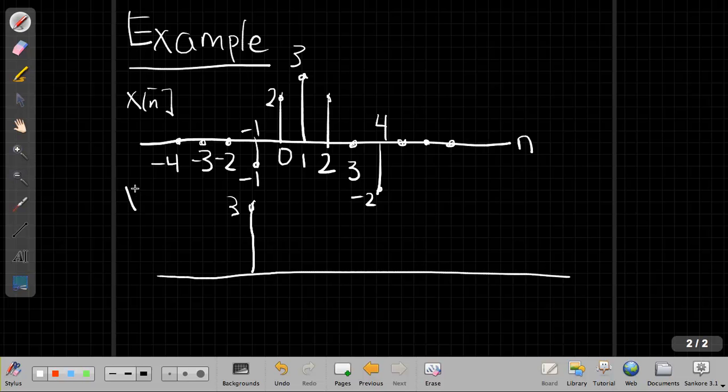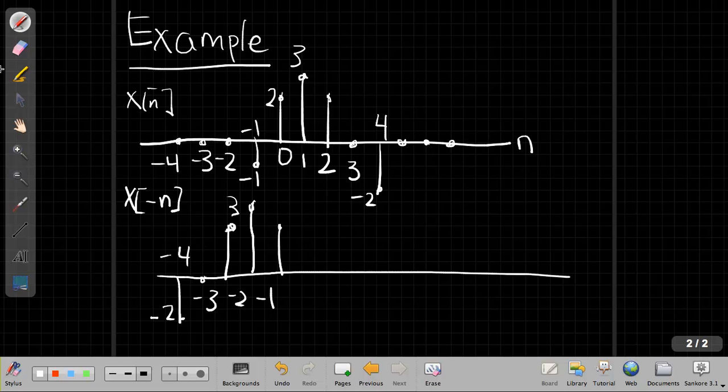So this is going to be my x of minus n, the time-reversed version. So this thing that was at 4 ends up over here at minus 4. Ends up at minus 3 when I'm reversing all the time axis. 2, which is again height 2 right here, ends up at minus 2. This is my 1, now at minus 1. 0 stays where it was.